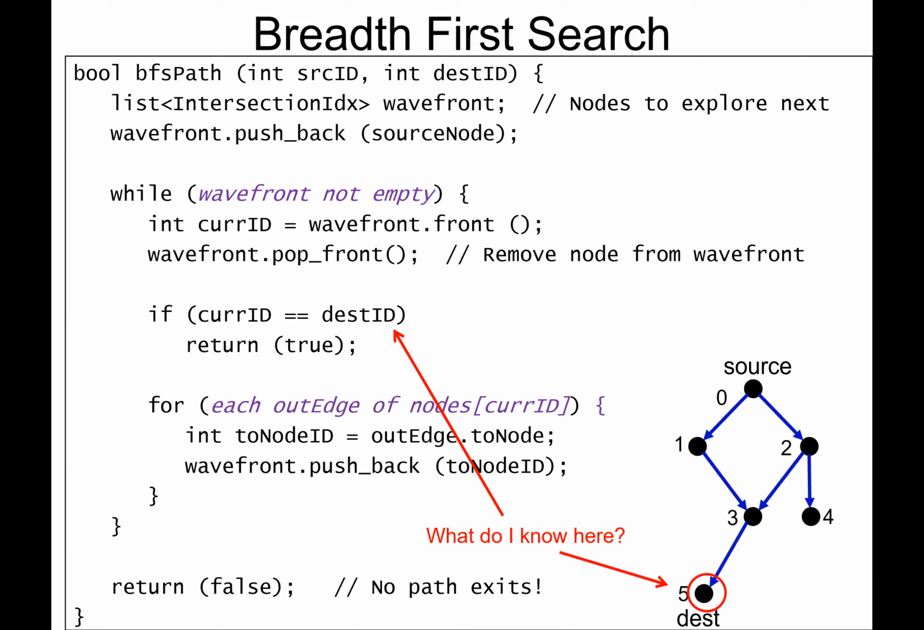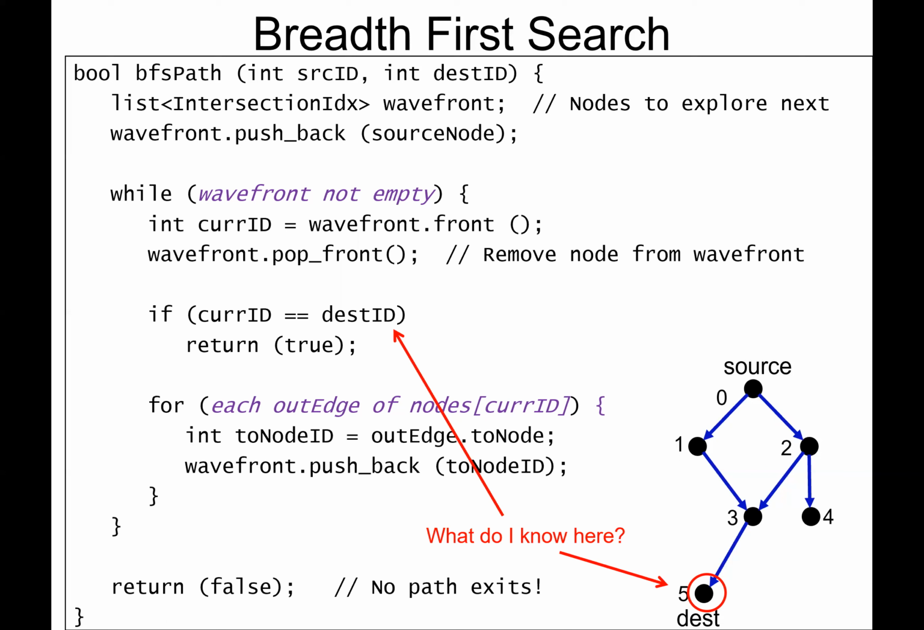So what do I actually know? At this point, I say my current ID is my destination ID. So I've reached my destination. I know a path exists. Do I know anything else? Do I know how I got here? Yeah, I don't know how I got here.